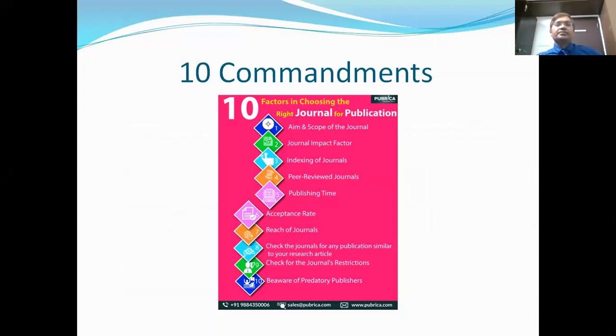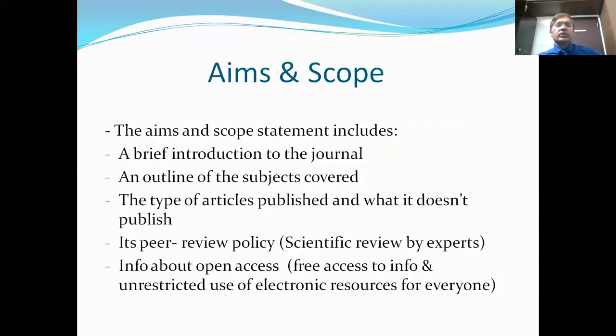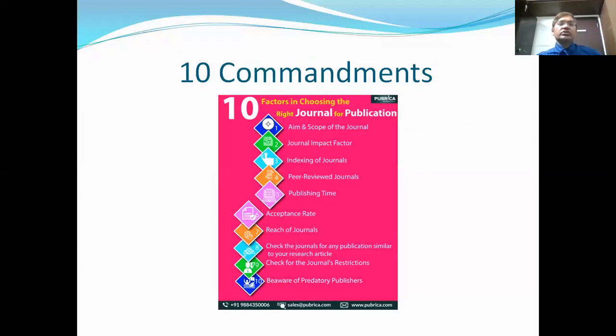That is very important. And the next, the fourth one, is peer-reviewed journals. That is very important. Peer-reviewed journals means a scientific review by experts. You have to check whether there are experts who are analyzing those quality papers. That is very important.